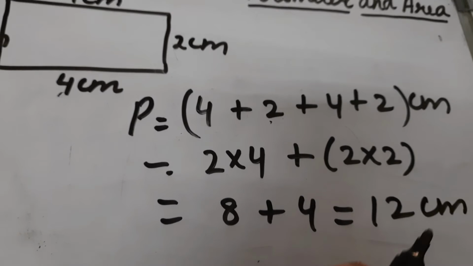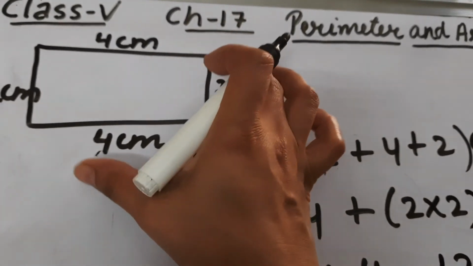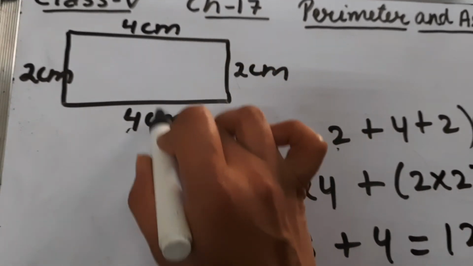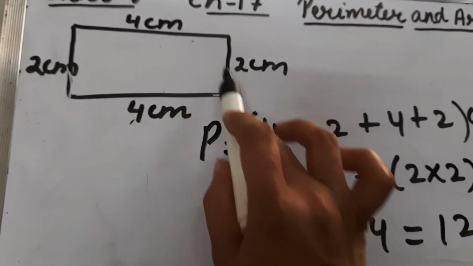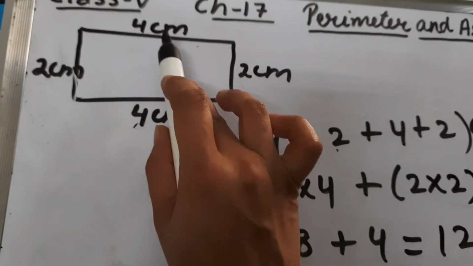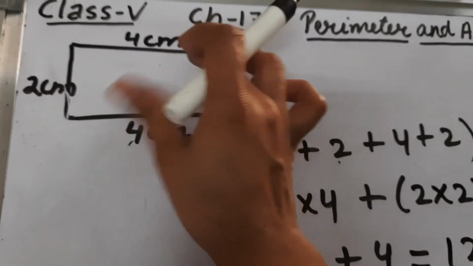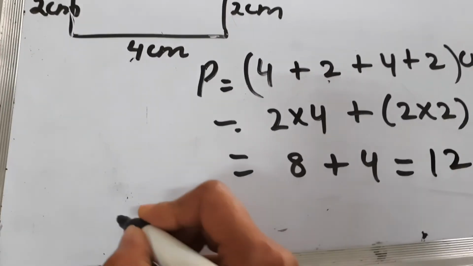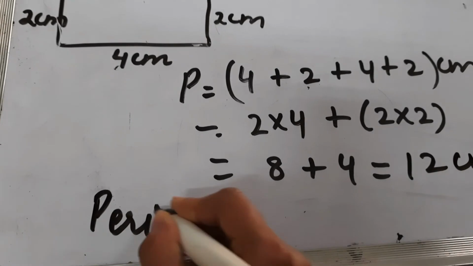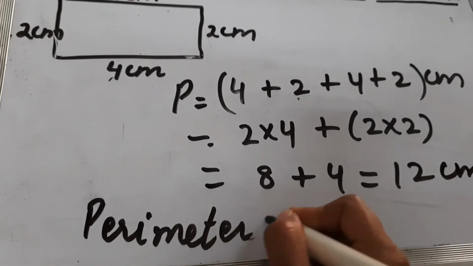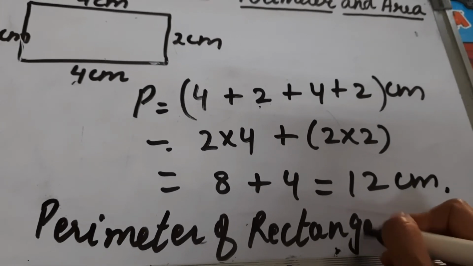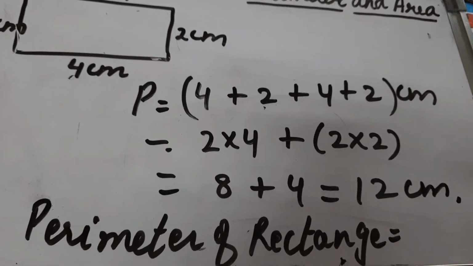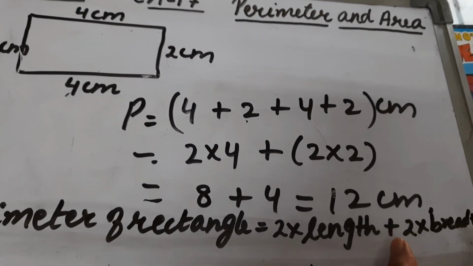Now see, which figure is this? This is a rectangle because opposite sides are equal. This is length, this is length, this is breadth, this is breadth. Opposite sides of a rectangle are always equal, so this is a rectangle. So perimeter of rectangle will be, what will be the perimeter of rectangle? Perimeter of rectangle will be 2 multiplied by length plus 2 multiplied by breadth.